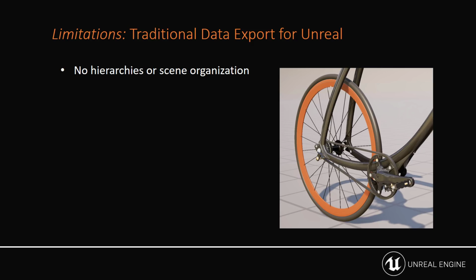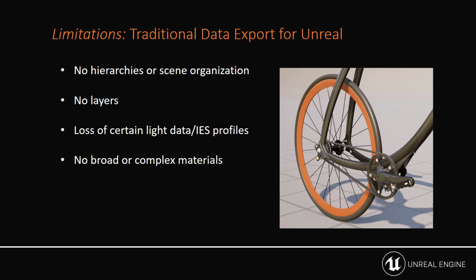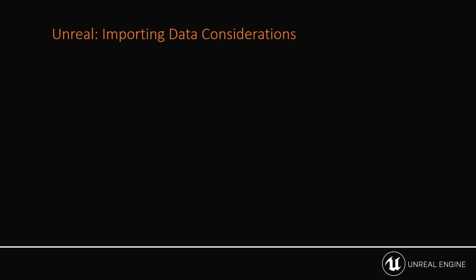So the limitations from the traditional data export for Unreal, and this is without Datasmith, which we now have, is that we are limited to the ability to not be able to work with scene hierarchies or scene organization. We lose any layers we may have created. We lose certain light data and IES profiles if we're working with those, and we don't have any broad or complex materials that are going to translate or come over into Unreal Engine. Not necessarily yet. With Datasmith, we are working on that. And we typically will lose third-party plugin data when we're working with traditional export using other file formats like FBX, for example. And if you're using instances, they're gone. Datasmith aims to solve all of these problems here.